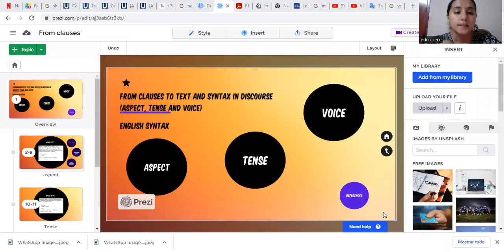Okay, so now let me share my screen to present the topic. The topic is about English syntax: from clauses to text and syntax in discourse, aspect, tense, and voice. These clauses are divided in three. The first is aspect.